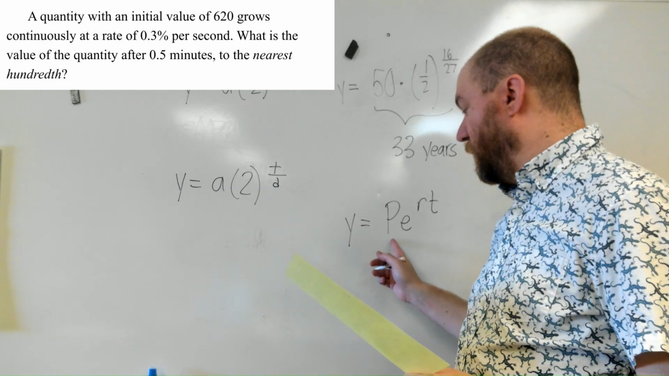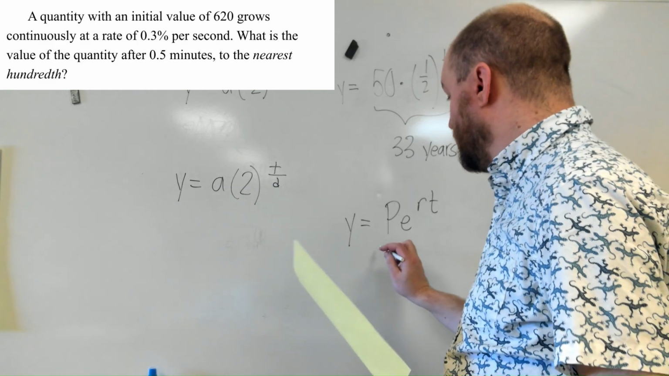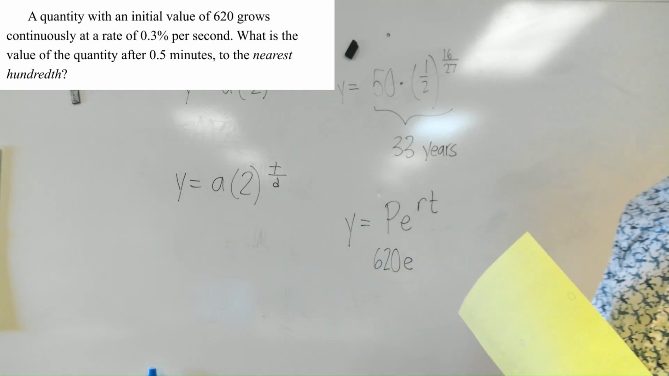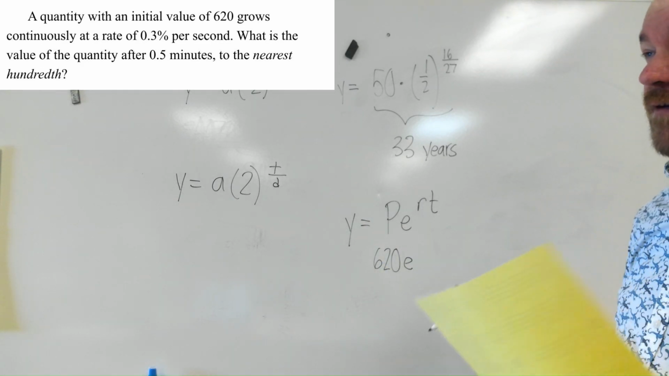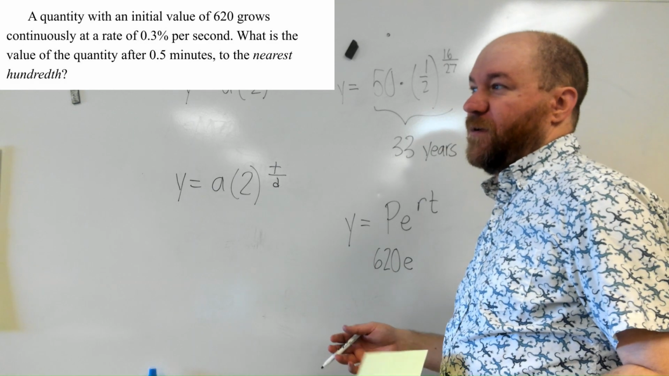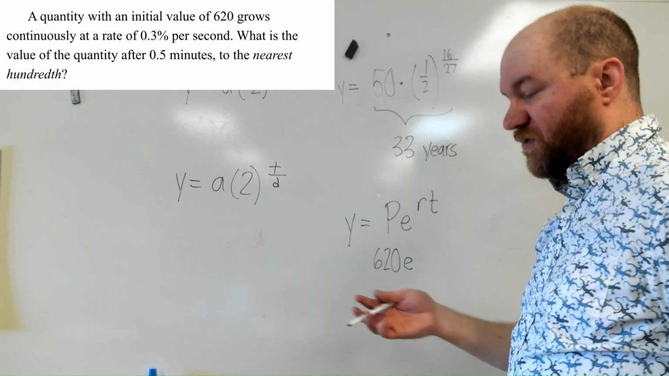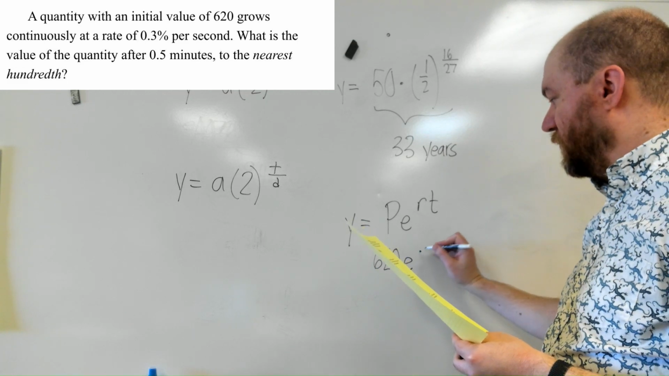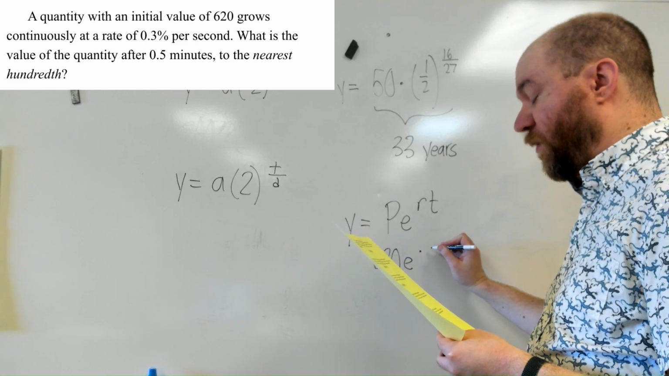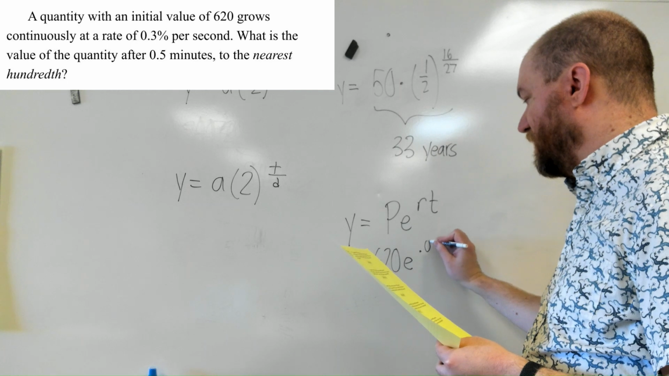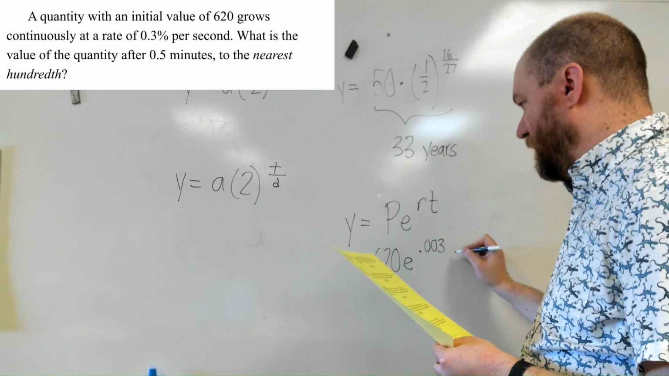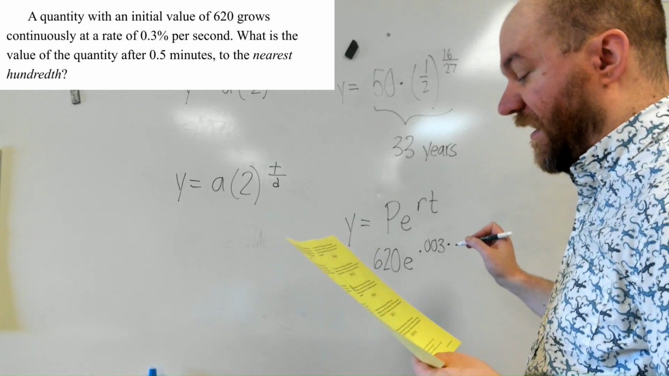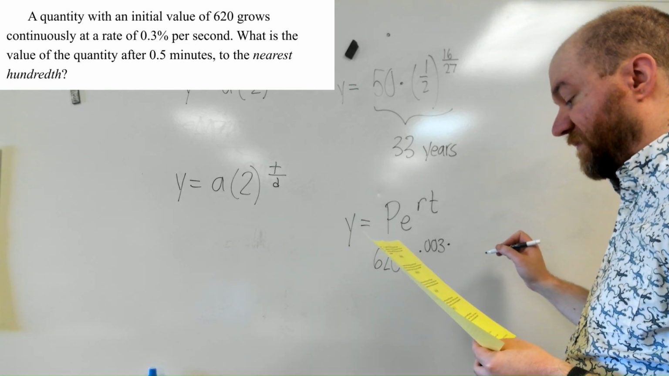All right, so P is our initial value, so 620. E is Euler's number, which we deal with when we deal with exponential growth. That's about 2.71. That's a button on our calculator. R is our rate, which is 0.3%, which is 0.003. And our time is 0.5 minutes.